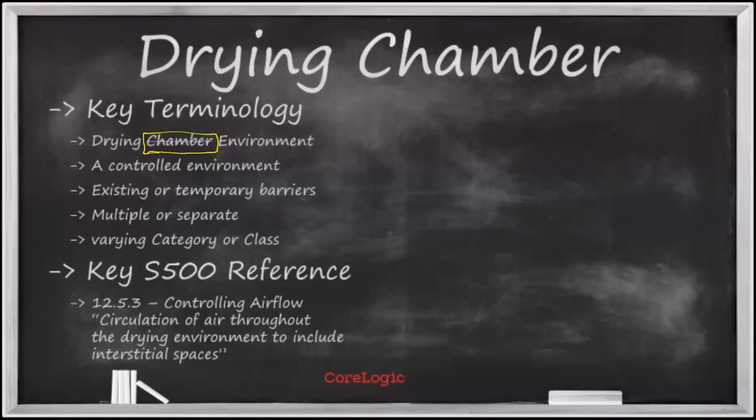A drying environment is a controlled environment within my project where I can create existing or temporary barriers to isolate that environment that I'm trying to control. And again, there can be multiple separate drying environments within a single project. Each environment can have a different category or class, right? So the assignment of this class that we discussed a moment ago is an independent assignment that occurs not by room, not by area in a room, but by drying environment, also known as drying chamber, right?